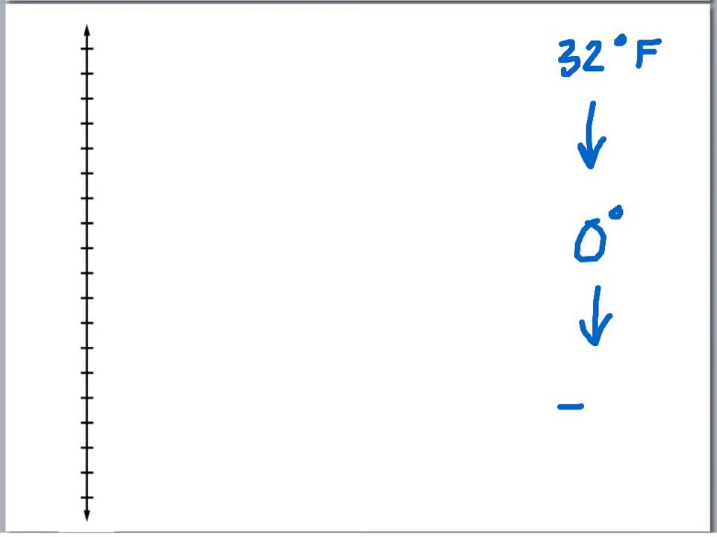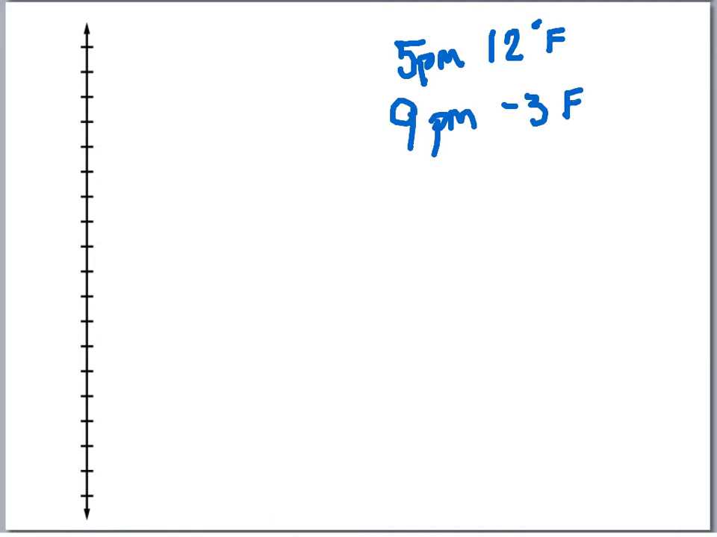We're going to be looking at the difference between two temperatures. Let's say that at 5 p.m. one evening, the temperature outside someplace in the country was 12 degrees Fahrenheit. Then at 9 p.m., the temperature dropped. We'll say it's at negative 3 degrees Fahrenheit. How can we find out how much that temperature decreased?